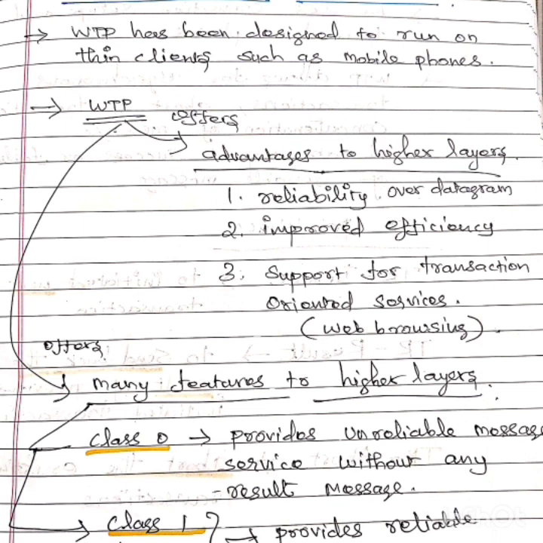Reliable transfer means if you send any request, you can expect acknowledgements. The receiver also provides acknowledgement, and only then do they do the next work. Otherwise, they won't do the next work. They must give acknowledgements. If the sender side cannot receive any acknowledgement, it can do a retransmission.